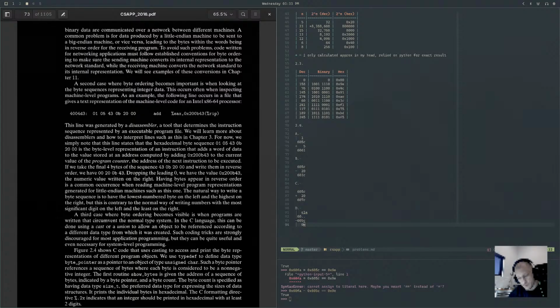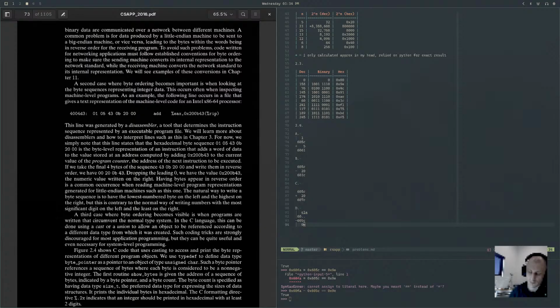All right, a second case where byte ordering becomes important is when looking at the byte sequences representing integer data. This occurs often when inspecting machine-level programs. As an example, the following line occurs in a file that gives the text representation of machine-level code for an x86-64 processor. So we're at memory just so-and-so, and these are the bytes. The line was generated by a disassembler, a tool that determines the instruction sequence represented by an executable program file. We'll learn more about disassemblers and how to interpret lines such as this in Chapter 3.